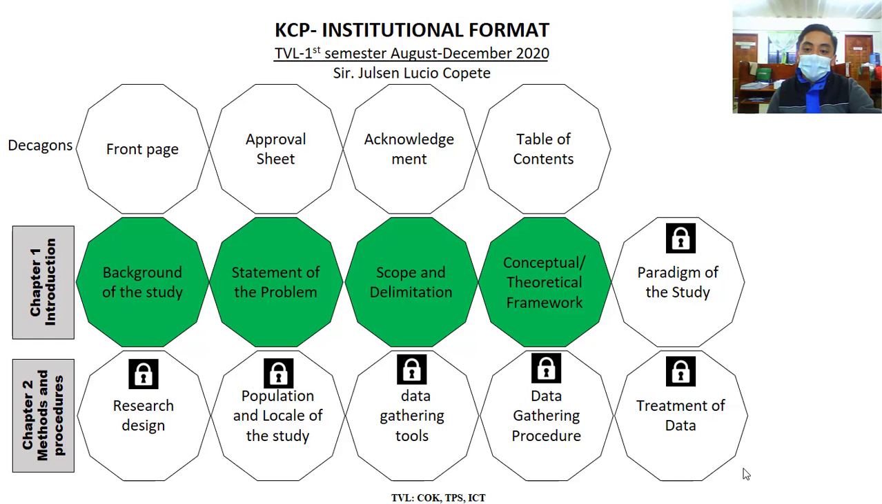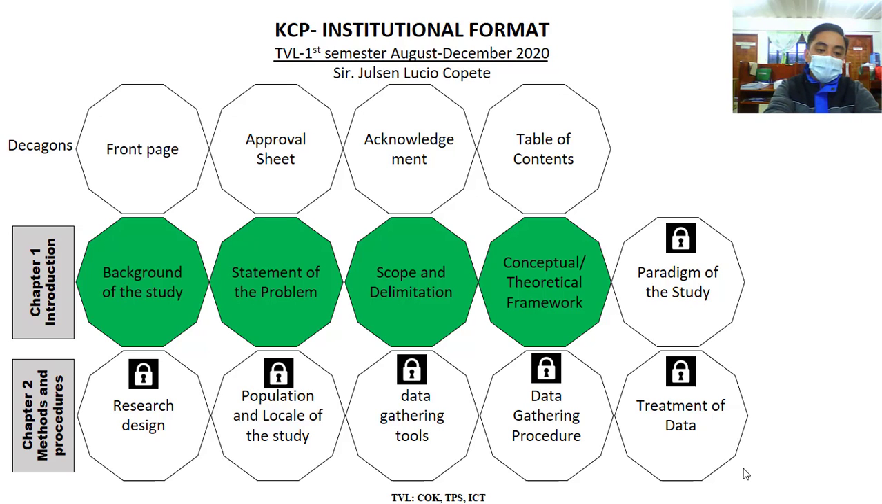Ibig sabihin, gagawa na kayo ng paradigm of the study, research design, population and locale of the study, data gathering tools, data gathering procedures, and treatment of data. Dito na tayo magdodwell. Dito na tayo mga pag-iisipan natin at i-dissect natin kung ano mga paraan on how we're going to do it. And how we're going to do that, for example, decagon paradigm of the study, I will be providing guidelines on how to do that in the module issued on the 4th quarter.